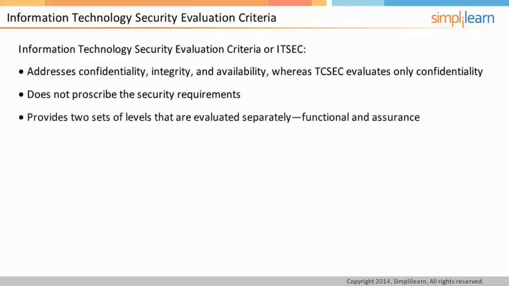It provides two sets of levels. They are functional levels and assurance levels, which are evaluated separately by ITSEC. Functionality implies whether the system does what it says, and assurance implies the confidence the organization has in their security methods and the capability to perform consistently, tested by examining development practices, documentation, configuration management, and testing. Let us discuss the Common Criteria for Information Technology Security Evaluation in the next screen.